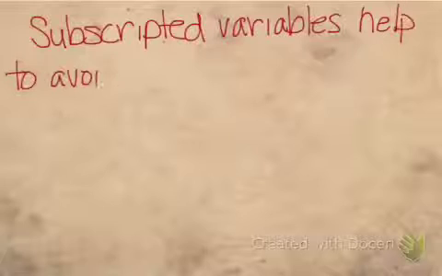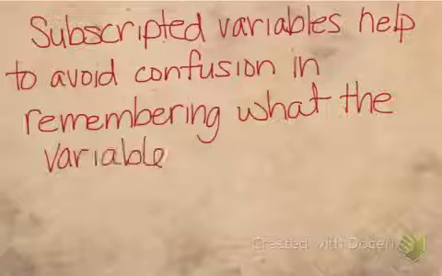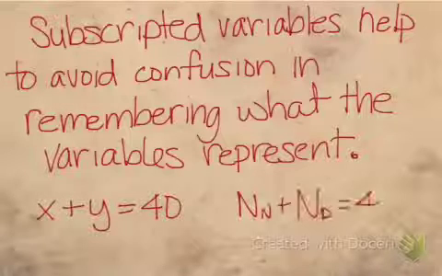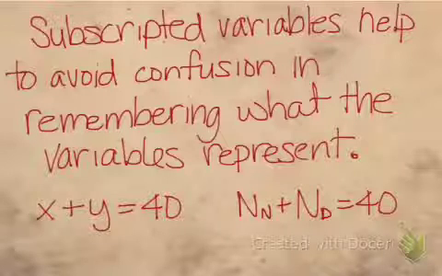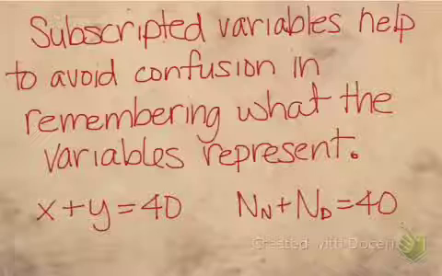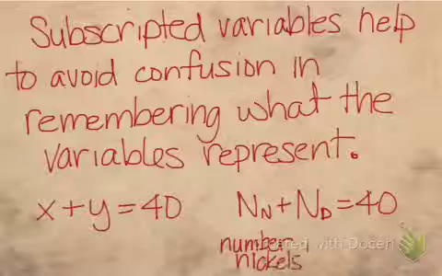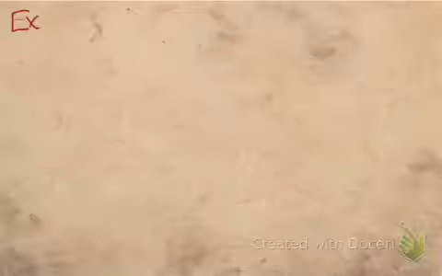The reason we use subscripted variables is to help avoid confusion, because they tell you what the variables represent. So instead of having something like x plus y equals 40, you have n sub n plus n sub d equals 40. x plus y doesn't really tell you what you're working with, but with n sub n plus n sub d, you can remember that n sub n is the number of nickels and n sub d is the number of dimes. So that's basically why we would use subscripted variables.